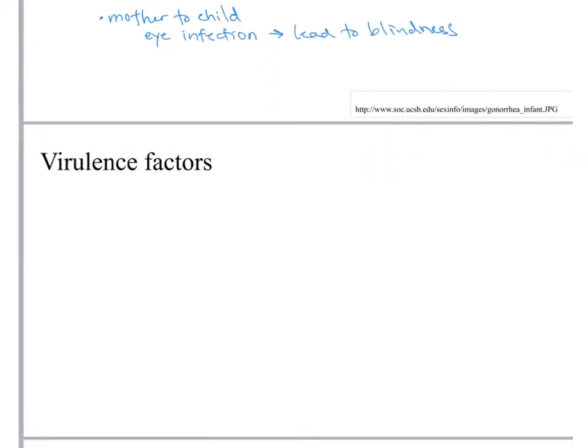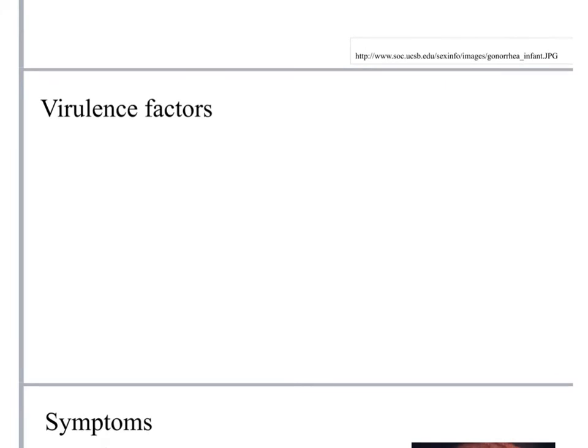Okay, there are a number of virulence factors that make this organism successful in causing disease. Number one, we'll talk about the pili, or fimbriae, if you want to call it that. Primarily, the pili are going to function in attachment to epithelial cells in the urogenital tract.